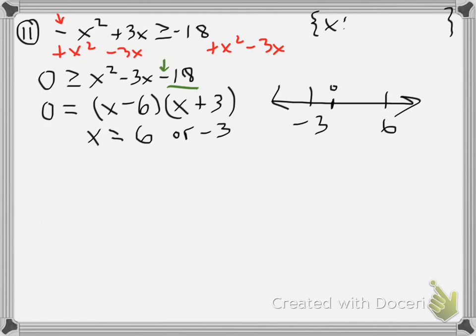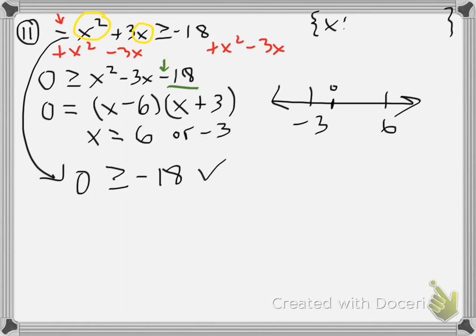And if I put 0 in here and here, that whole side becomes 0. And is 0 greater than or equal to -18? And it turns out yes it is. So that means when I go to fill this thing in, I should make sure I go right here. 0 works, so I got to color everything in.